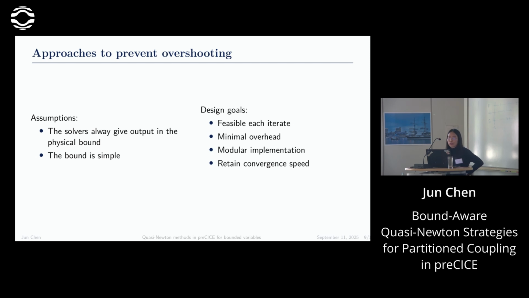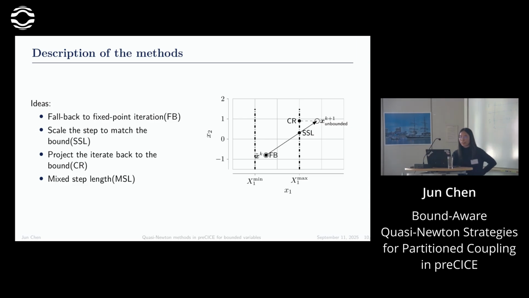The approaches I want to add should at least prevent overshooting, should have minimal overhead, and we want to have a modular implementation so that we can use it for every Quasi-Newton method, and we hope to retain the convergence speed, which is still a mystery for the Quasi-Newton methods. And we have some ideas here. I have also visualized them on the right-hand side. The output of the last iteration is the point x tilde at the kth iteration, and the output from the Quasi-Newton will be outside the bound. And now we can do different things to put it back into the bound.